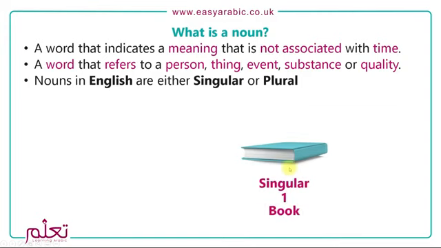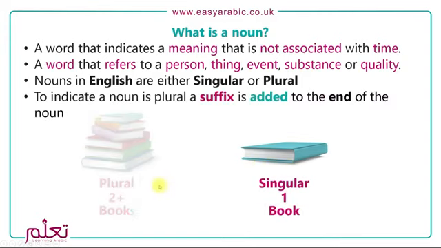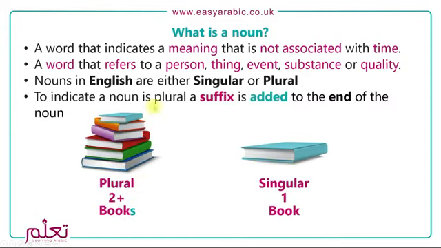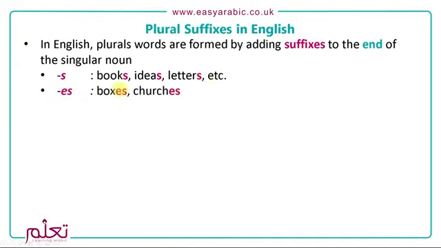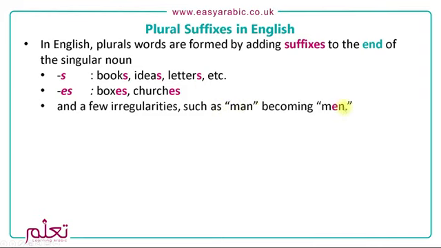Okay, so here we've got singular, which is book, and then we have books. And to indicate a noun is plural, we add a suffix to the end of the noun. In English, different types of suffixes are applied. We've just covered the S, which is for books, ideas, letters. Okay, and then we also have ES, which is boxes and churches, and these are attached to certain words. Then we have some irregularities, such as man becomes men.